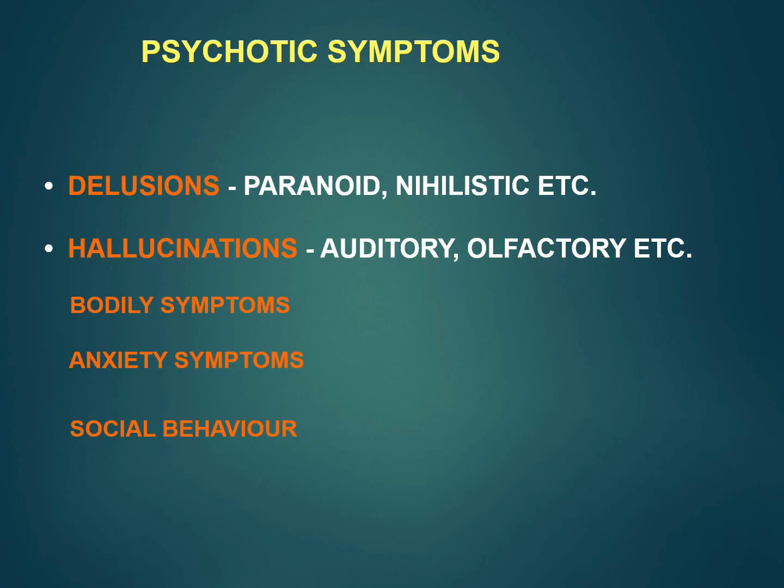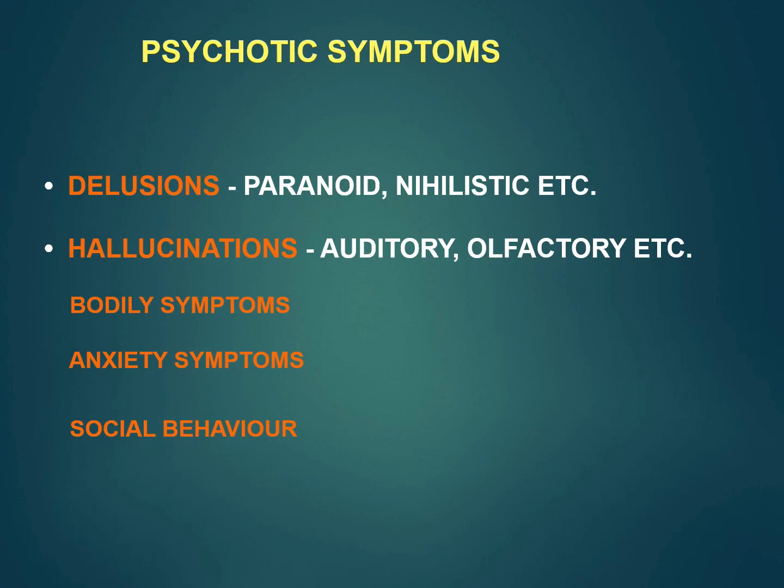Then the hallucinations, auditory or olfactory hallucinations. In depression, when hallucinations are there, they are usually mood congruent hallucinations. Mood congruent means when a person has hallucinations which themselves talk about depression. So it's like 'go and kill yourself,' that kind of hallucination. So instead of having a suicidal idea, they're having a suicidal hallucination.